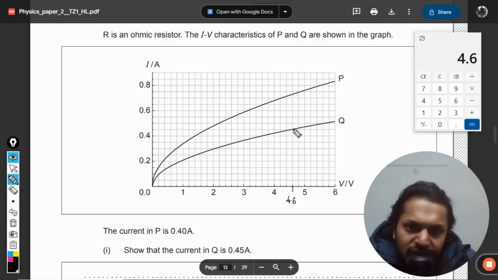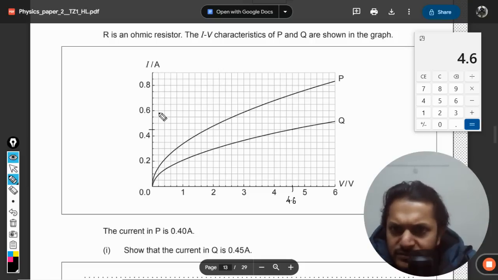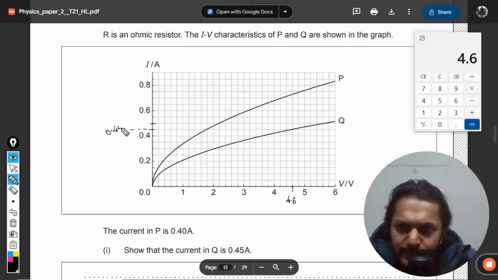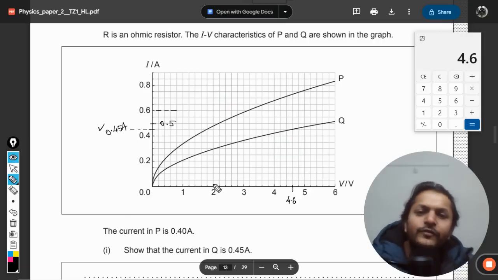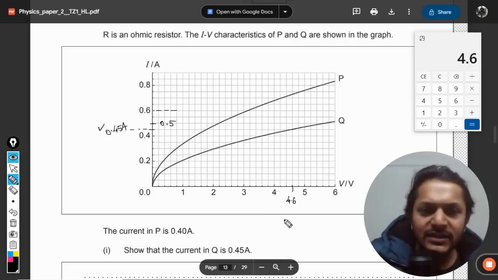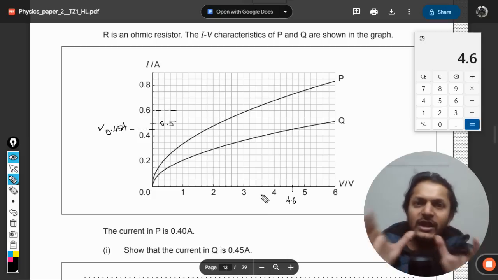And so the current in Q is here. It is this. So it becomes 0.4, this is 0.5, so this is 0.45. 0.45 amperes. Absolutely correct. This is the 0.5 mark, this is the 0.6 mark. So this will be 0.45. So clearly we can say that yes, the voltage will be this. So do you get it, what I did?